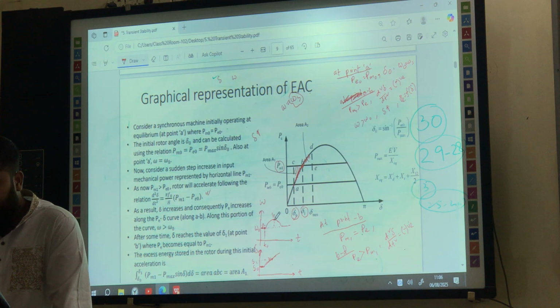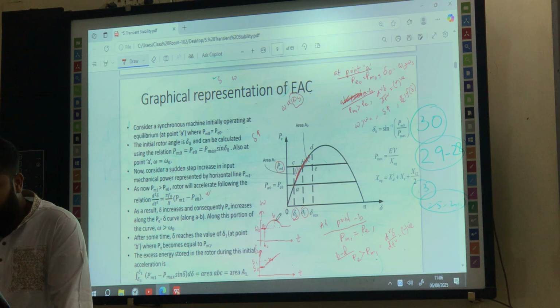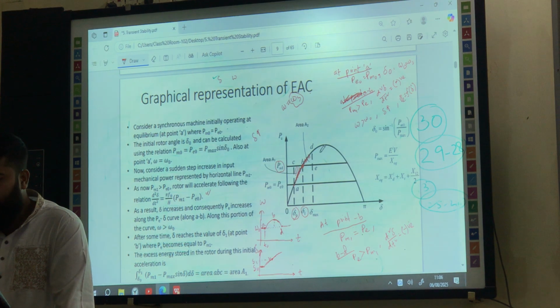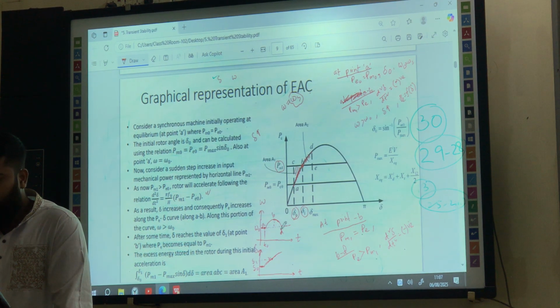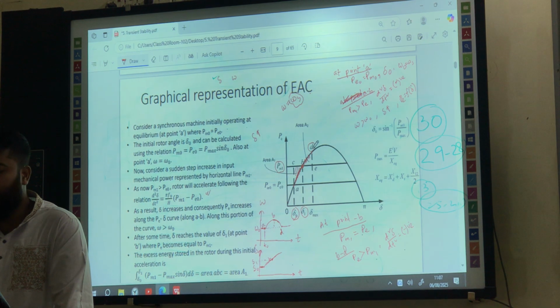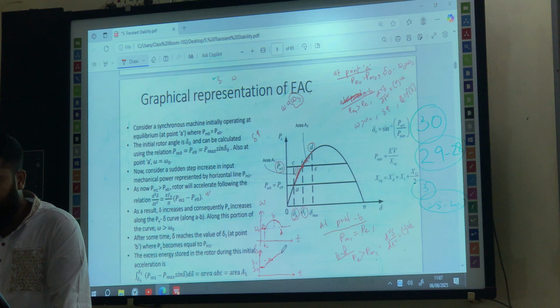Because in this region, though we can see that the omega is decreasing, this omega minus omega naught is still positive. The relative speed is positive, so this delta will still increase. And it will come to this point G, where again this omega will take the value omega naught. We don't know this G point; let's say this is one arbitrary point. At point G, we again get omega as the synchronous speed omega naught, and at that time, delta is at this point.